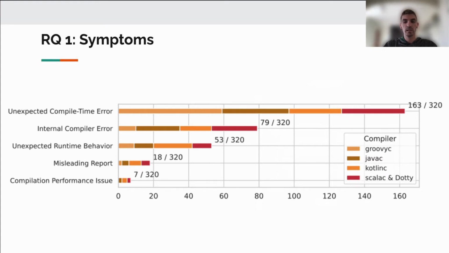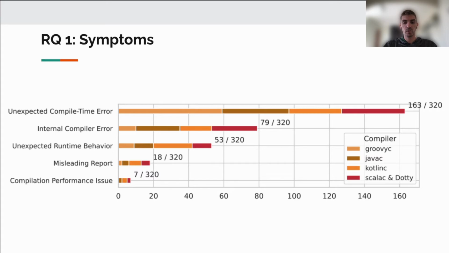The third category is unexpected runtime behavior. In this kind of bug, the compiler successfully compiles a source program, but it generates a faulty executable, which in turn may lead to errors in the runtime. Next, a misleading report is when the compiler emits a false warning or a false error message. Finally, a compilation performance issue occurs when a program takes longer than needed to be compiled.